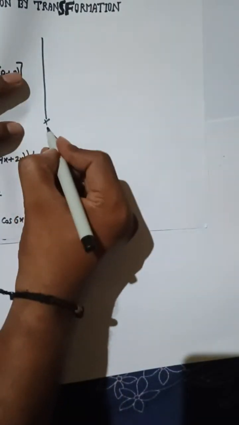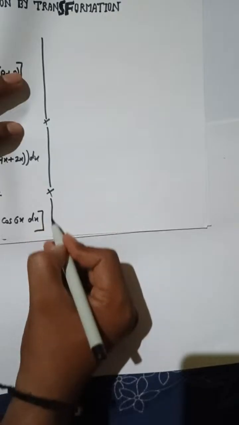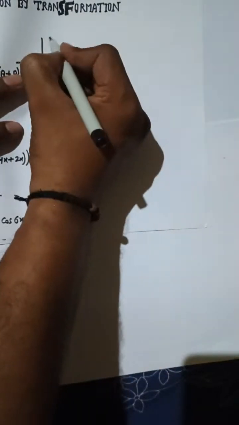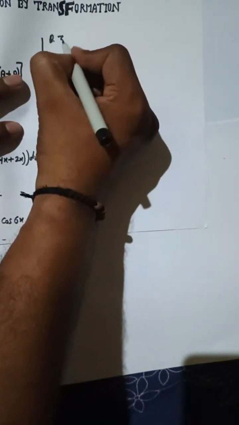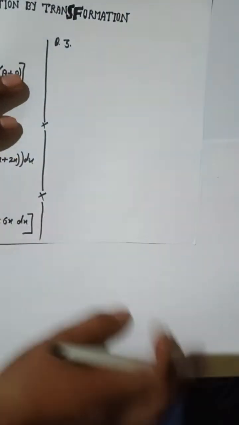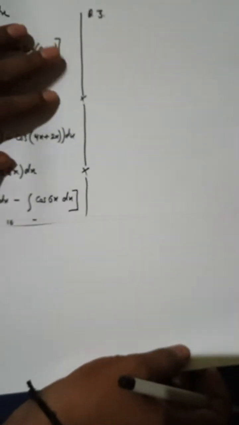Let me create one boundary so that I can easily solve. Here, question number I am taking 3. Question number 3 you can solve by yourself also.